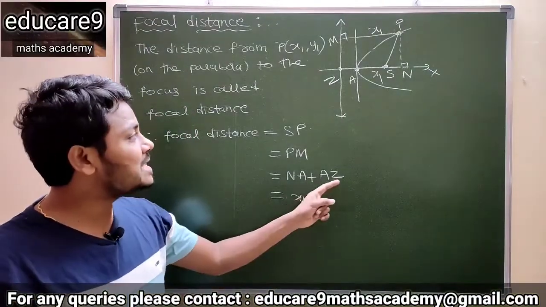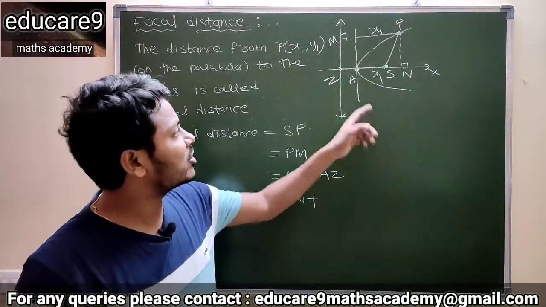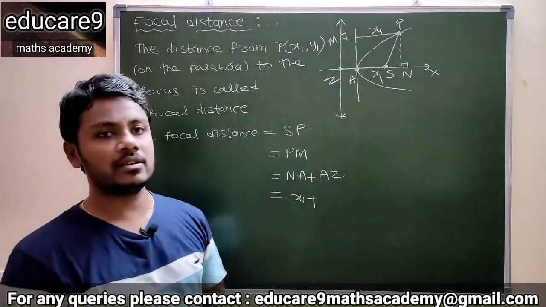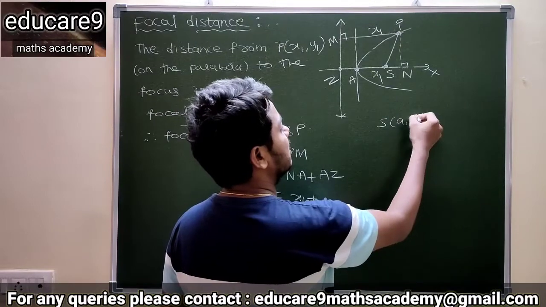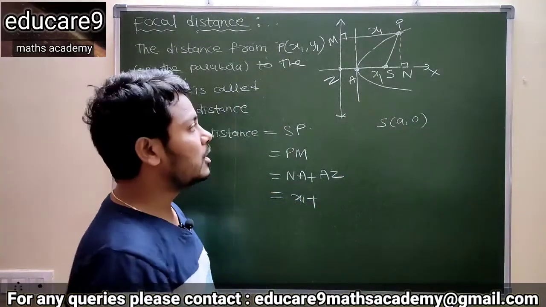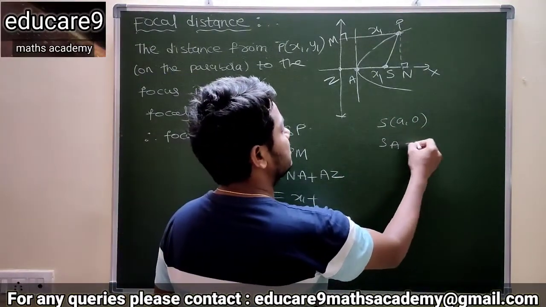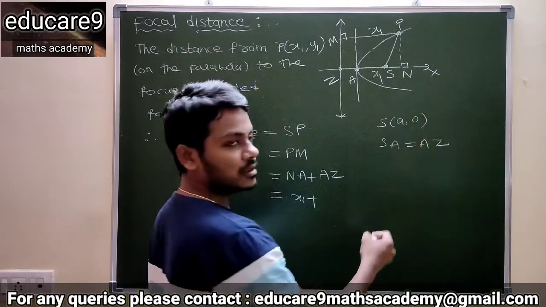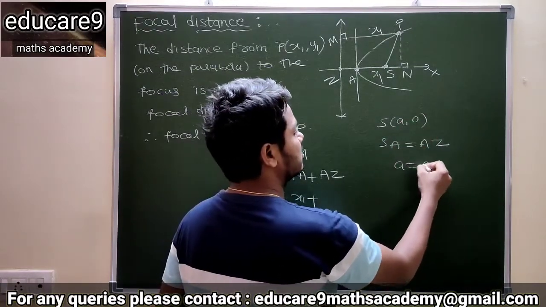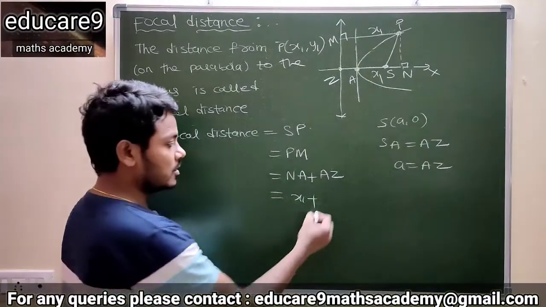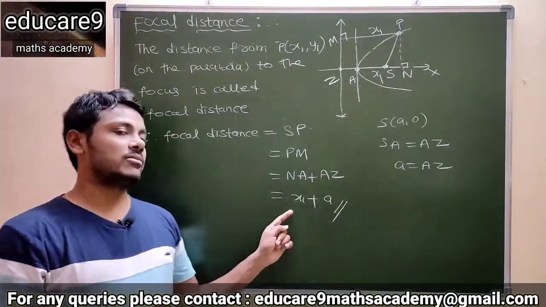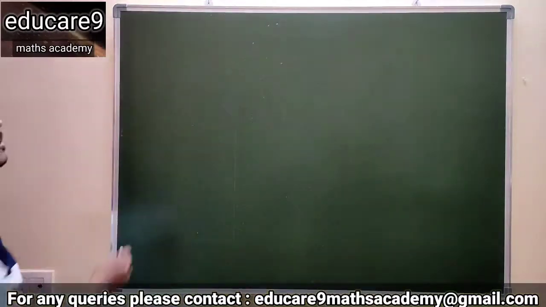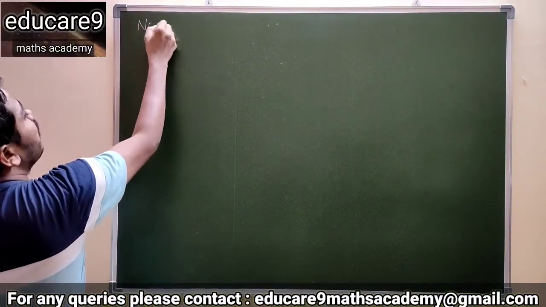Now what is AZ? You know that A is the midpoint of S and Z. The focus is (a, 0). Therefore SA is equal to AZ, that is a. Therefore the focal distance is x1 plus a. So, next note.